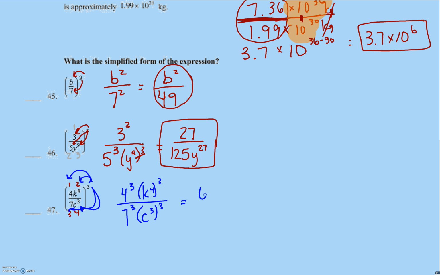4 cubed is 64. Power to a power means we multiply our exponents. 4 times 3 is 12. 7 cubed is 343. Multiply our exponents here, c to the 9th power. So I get 64k to the 12th divided by 343 c to the 9th. And if we could, we'd simplify the 64 and the 343, but we know that they're just 4s and 7s and nothing simplifies there.